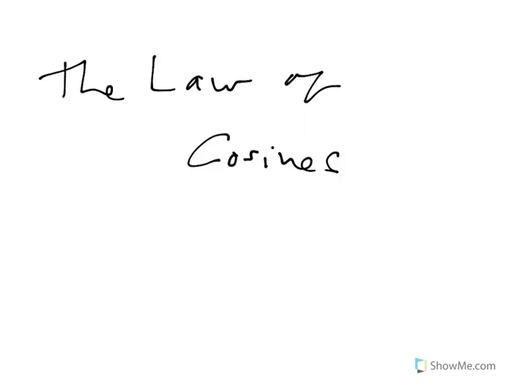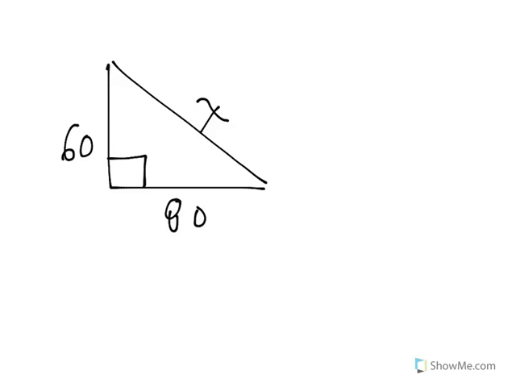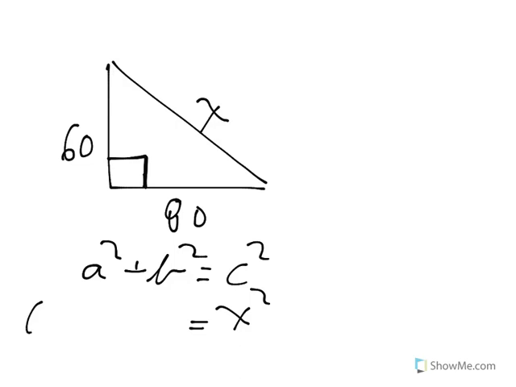A very famous formula in math is called the law of cosines. The law of cosines is used to find the missing side of a triangle when two sides are known and the angle between those two sides is known also. In this example, we don't need the law of cosines because if it's a right triangle, we have the Pythagorean theorem, a squared plus b squared equals c squared. In this case, 60 squared plus 80 squared equals x squared, and ultimately x becomes 100.